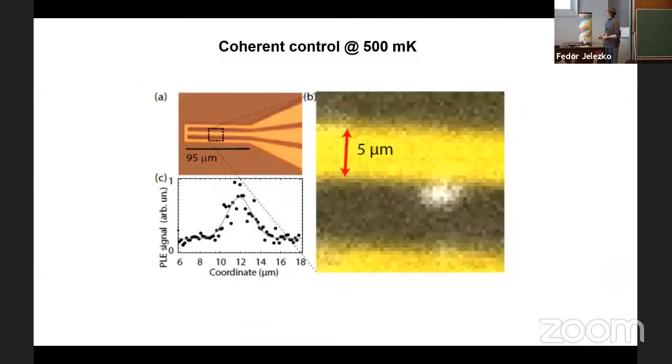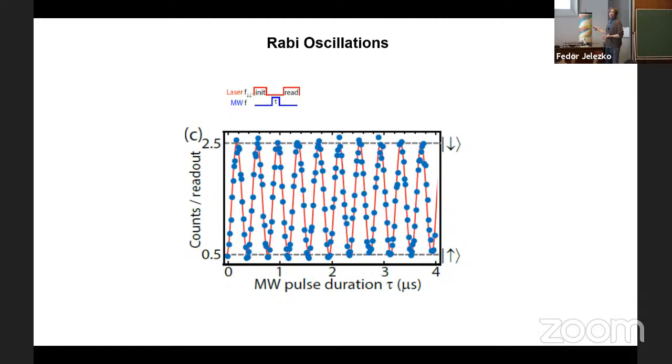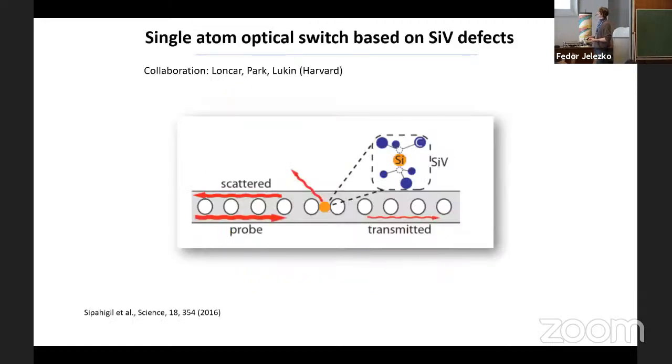And if you do this experiment, it's sometimes not trivial to run this all at millikelvin. You need to drive spins with microwave, but it's possible. So this is a microwave line. And here you see a single silicon vacancy center, and you can drive its Rabi oscillations as you did before at room temperature, but now at millikelvin with high fidelities.